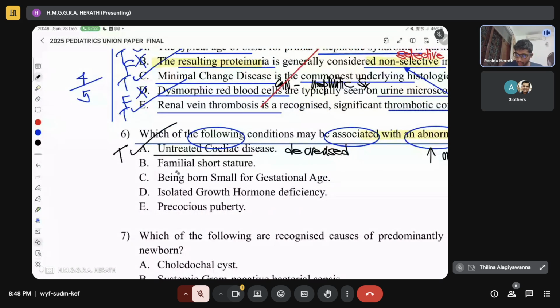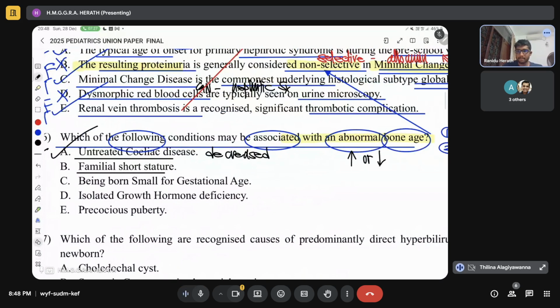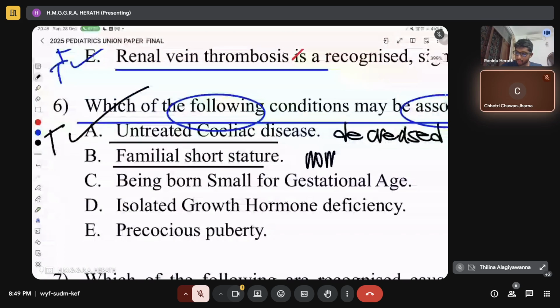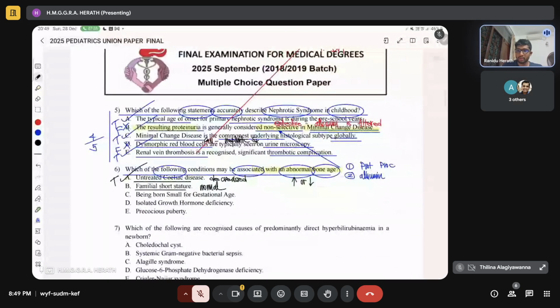Familial short stature, bone age decreased or increased or normal? Okay. Normal. Bone age is normal here because the child is growing according to his familial genes. So there is neither a delay nor abnormal progression in the growth. So the child is having normal bone age.